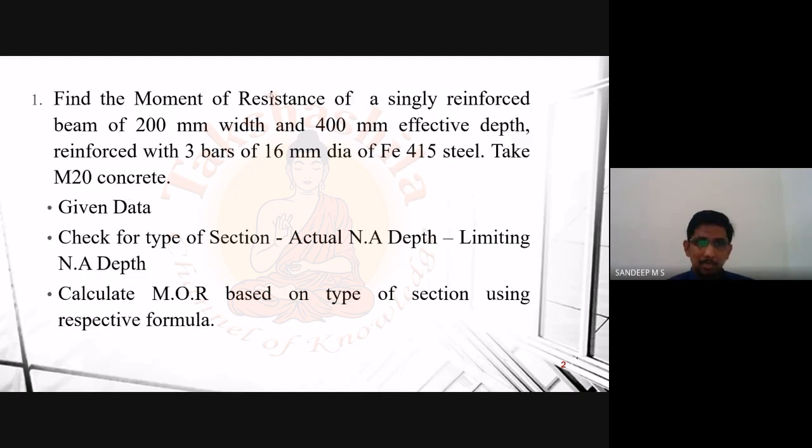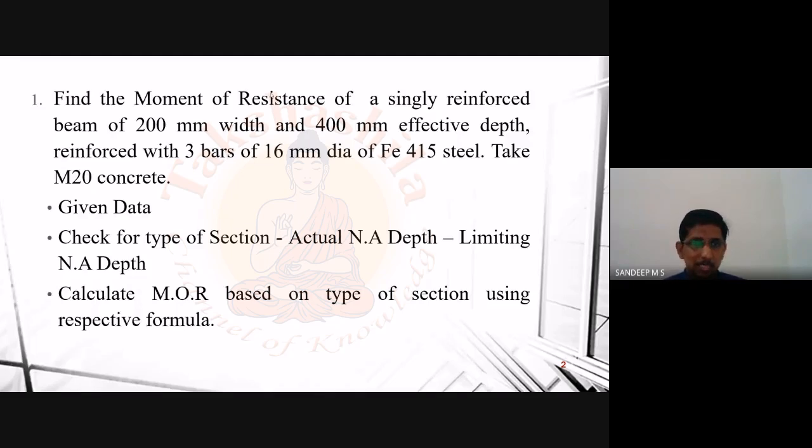So coming back to the question, we have to find the moment of resistance of a singly reinforced beam of 200 millimeters width. Basically the width of the beam is given as 200 millimeters. Then we have 400 millimeter effective depth. The depth is also given. So basically the dimension of the concrete section is directly given to you.